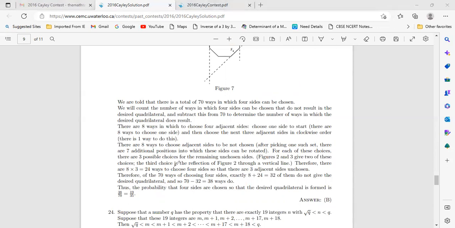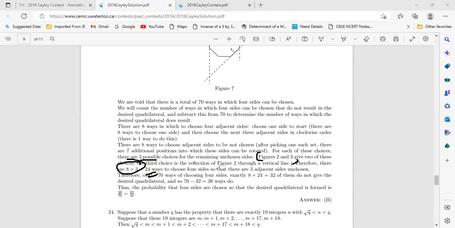Okay, that is fine. We knew that there are 3 possible choices for the remaining unchosen sides. This information is also unnecessary. That's fine. And we knew there are already 8 ways to choose it. So it's going to be 8 times 3, which will give you 24, which means you're not going to choose these three adjacent sides together, right? Three adjacent sides unchosen. There are going to be 24 ways, right?